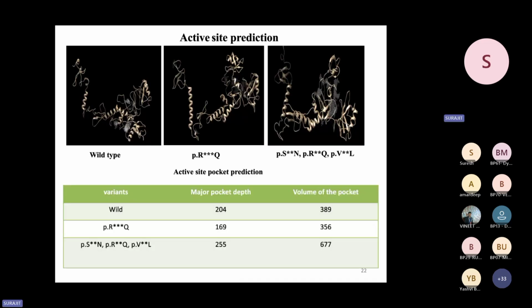Now we went for active site prediction. This active site prediction is done to find whether there is a change in the active site region or not. So these three proteins were taken: one wild type, another mutant type, and another mutant type with two variants. Here we found that there is a big change in the active site position as well as the volume of the active site pocket. The pocket size increases more in this type of variant rather than in the wild type and the mutant variant.